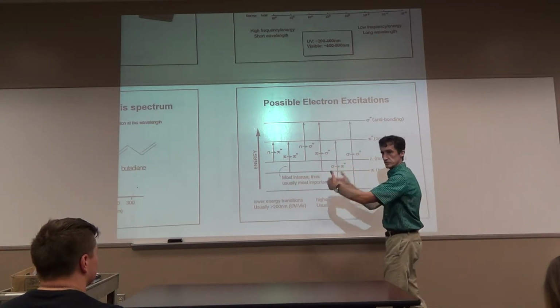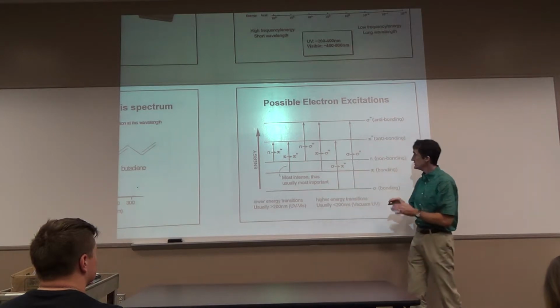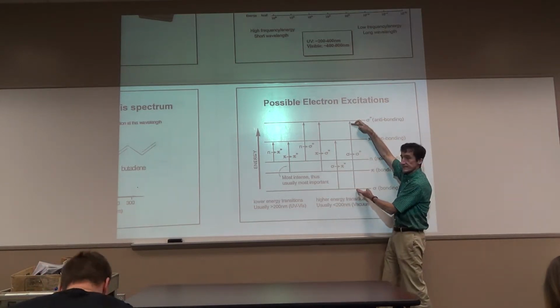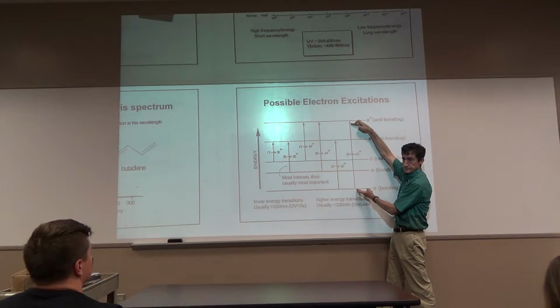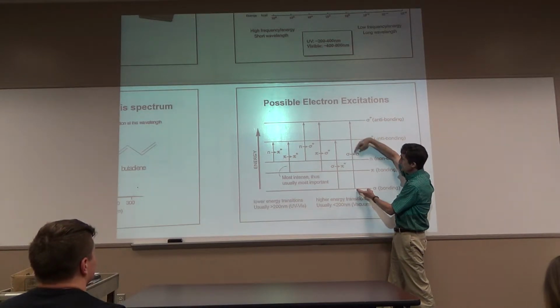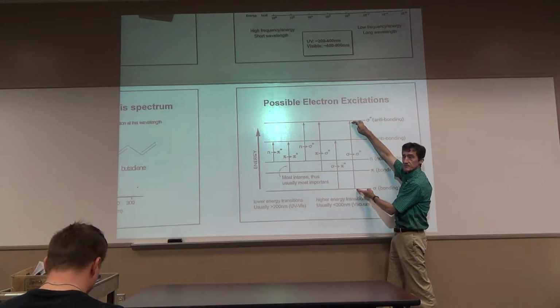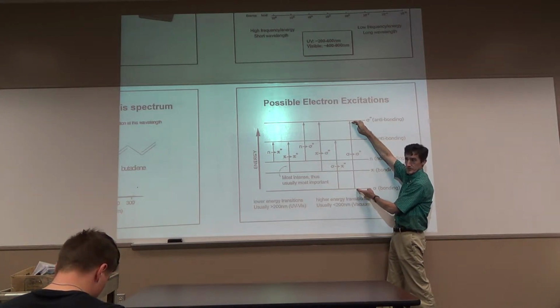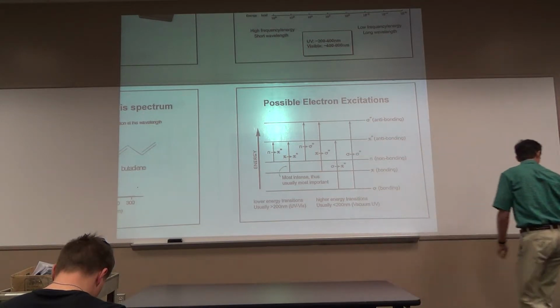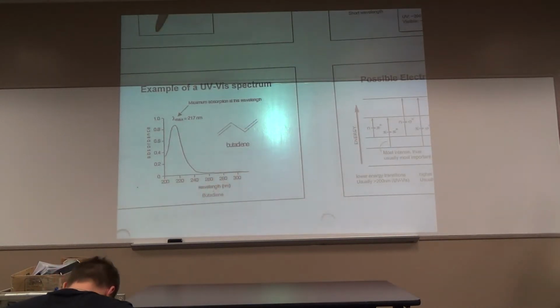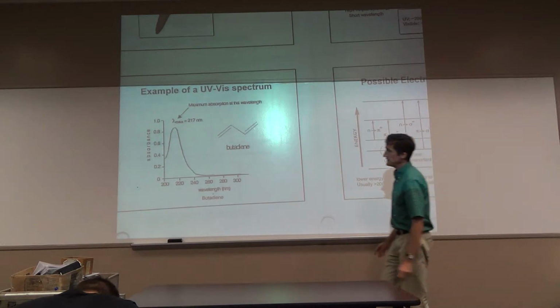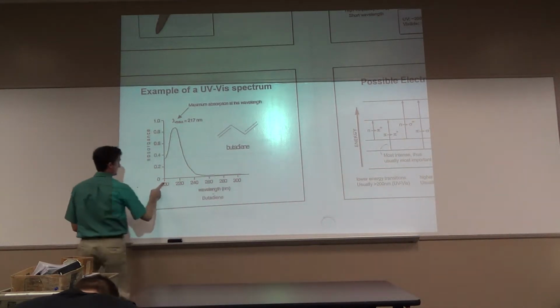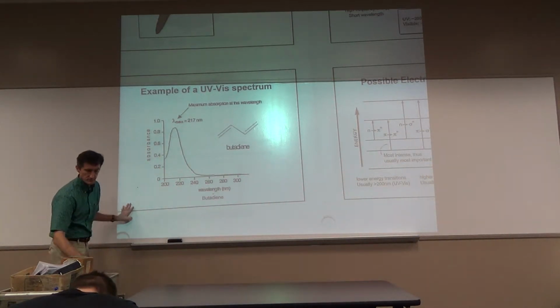200. Obviously 200. Well, guess what? It turns out that this is actually even shorter than 200. To get just single bonds to absorb UV, you've got to get down below 200, like in the 100 range. But usually when we do UV, we start at 200.